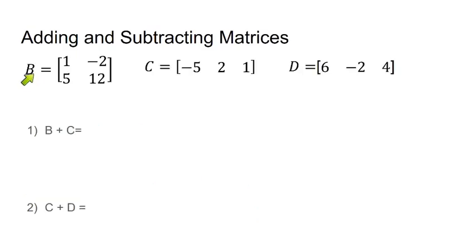Now I have three matrices. I'll call these matrices B, C, and D. And first we're going to add matrix B plus matrix C. And so this introduces us to the first of our kind of properties, or maybe you'd even think of it as a gotcha about adding matrices.